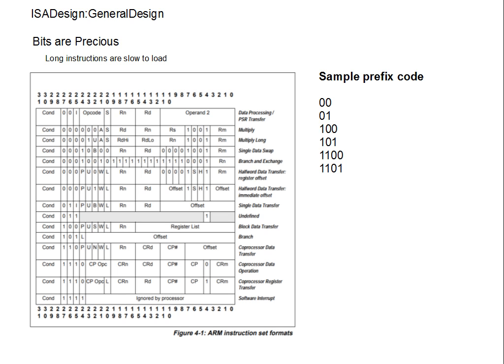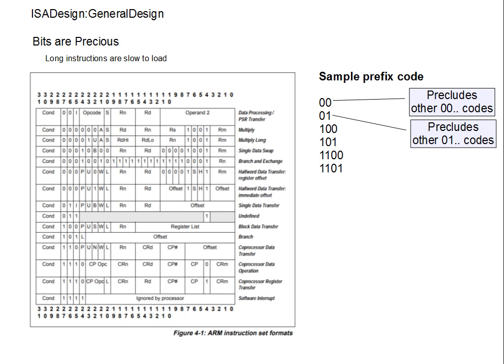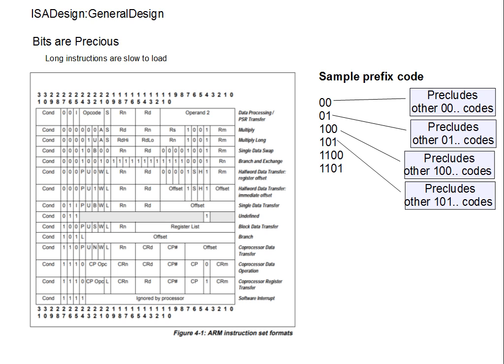Here's an example. No code in that set is a prefix of any other. For instance, the existence of 00 as one of the codes precludes other codes that start with 00. Ditto for 01. And the 100 code precludes other codes with a 100 prefix, as does the 101 code for its prefix.